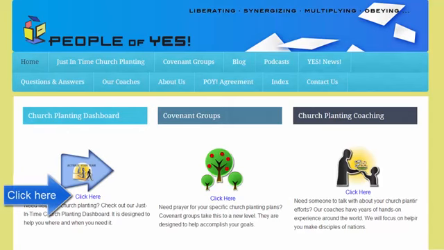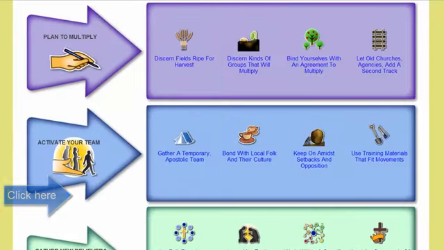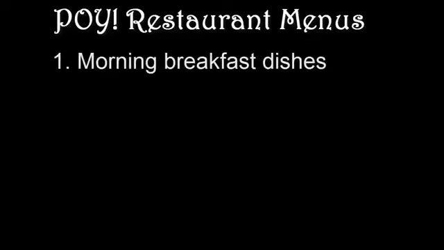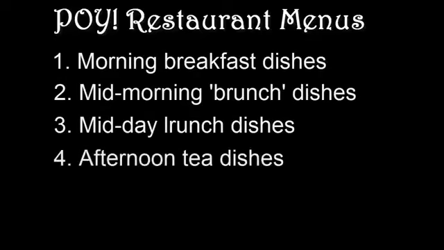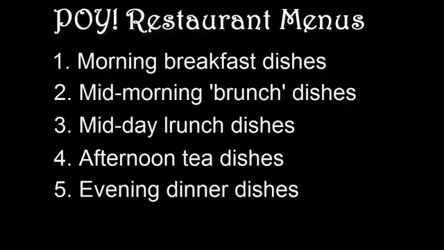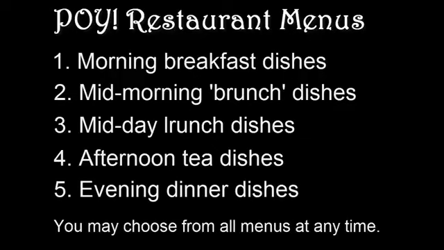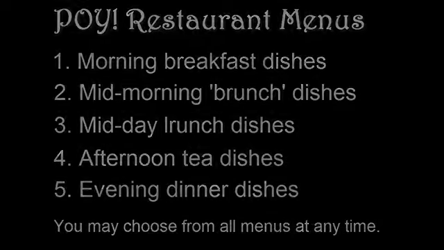Let us take a look at the dashboard. Click here. The dashboard consists of 5 main menus that correspond to the development of a typical church planting movement. We like to compare the dashboard to a menu that you might find in a restaurant. Such a menu might have 5 sections corresponding to times of the day: early breakfast dishes, mid-morning brunch dishes, midday lunch dishes, afternoon tea dishes, and evening supper or dinner dishes. Of course, customers may choose from any of the 5 sections according to their need.